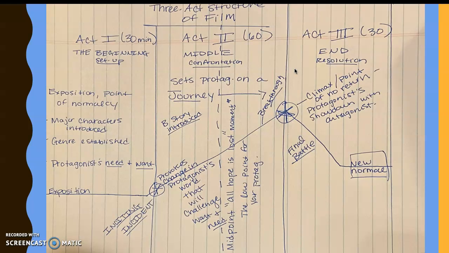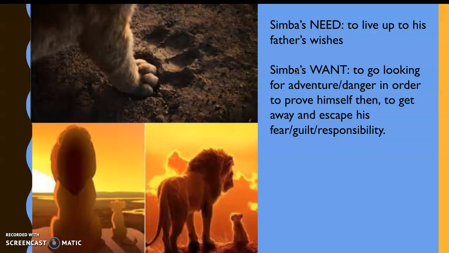Those are really our major players until we meet our antagonist. And again, I've shown you that arc. So let's talk a little bit about Simba's need and his want. His need is to live up to his father's wishes. We have this really beautiful scene in both of the movies where Simba steps into his father's paw print and looks down and just sees how far he has to go before he's as big as his dad, even though he feels like he is. That's really his need, to live up to his father's wishes and expectations. But his want is to go looking for an adventure and danger in order to prove himself sooner. And eventually, his want is to escape that responsibility, or escape his fear, escape his guilt.